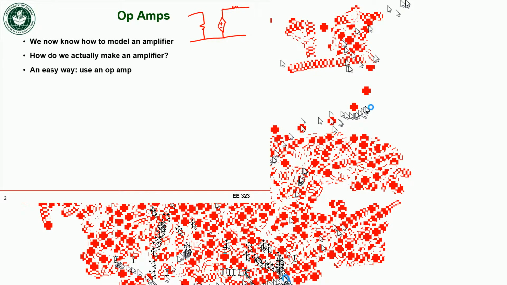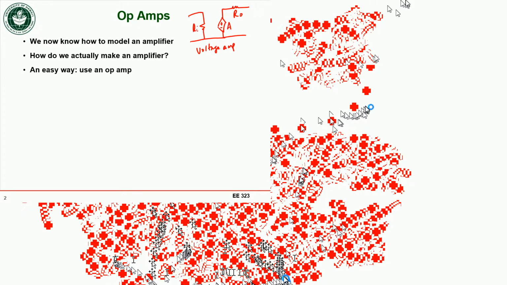Okay, let's go back to what we were talking about. Like I was saying, if I say I want to make a voltage amplifier, this is our model. I know I have some input resistance, some output resistance, and some gain built into my amplifier model, but I don't know how to make it. You can get resistors in the lab, but how are you going to get this dependent voltage source? We don't know how to make that.